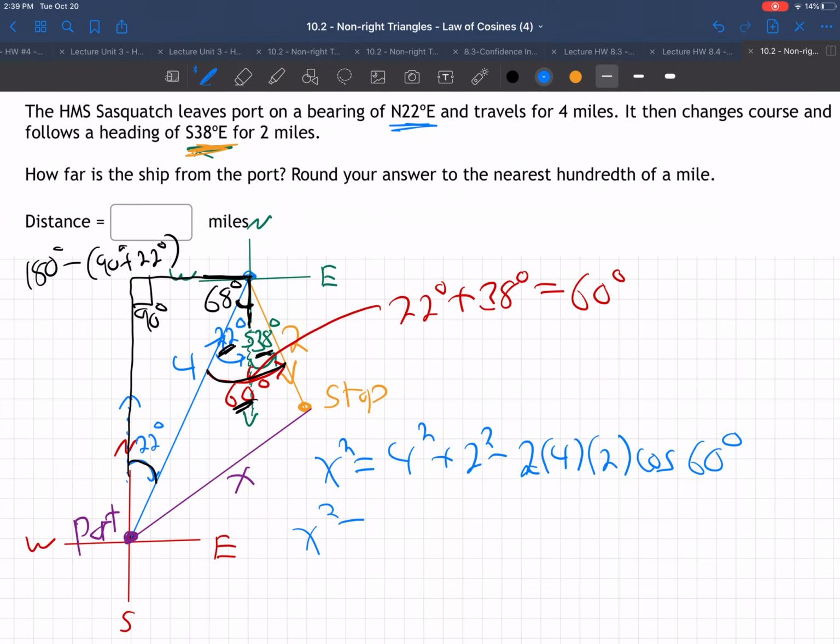All right. I'm going to crank all that on my calculator right now. I'm getting 12, which is nice. Square root both of those. X equals, because we got to get regular x, not x squared, 3.46 to the nearest hundredth. That's as far as they want. 3.46. The distance, 3.46 miles. So there we go, using the law of cosines.